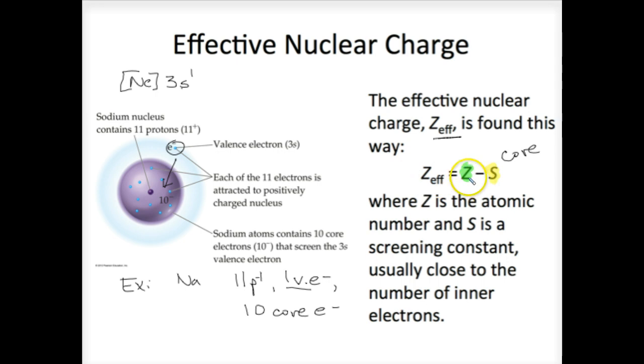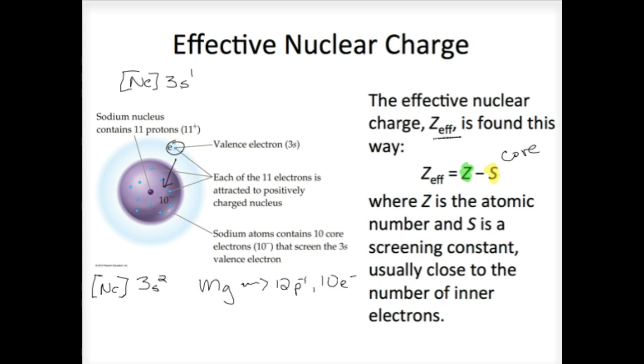So my effective nuclear charge is my number of protons, 11, minus the 10 core, which gives us an effective nuclear charge of 1. Now, if we look at something like magnesium, again we see our electron configuration, neon 3s2, so magnesium has 12 protons. We have the same 10 inner electrons, the same 10 core, and in fact now we even have 2 valence electrons. But my effective nuclear charge is calculated the same way. Now I have 12 minus 10, so now I have an effective nuclear charge of 2.